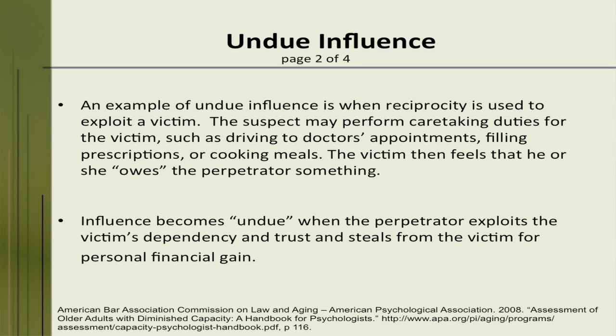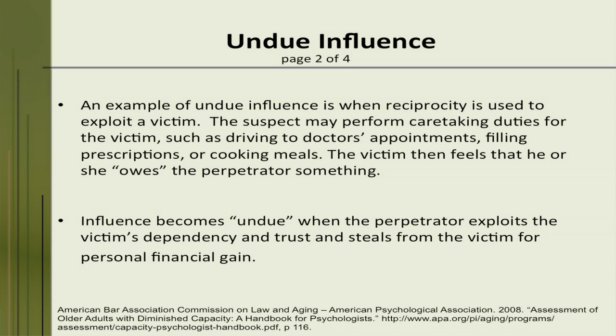An example of undue influence is when reciprocity is used to exploit a victim. So oftentimes what you might see is an older adult who depends on a caretaker will then start providing that caretaker with extra payments, maybe cooking their meals or paying for their meals, or giving them large sums of money when the caretaker's already being compensated. And then what you might also think about, influence becomes undue when the perpetrator exploits the victim's dependency and trust and steals from the victim for personal and financial gain.